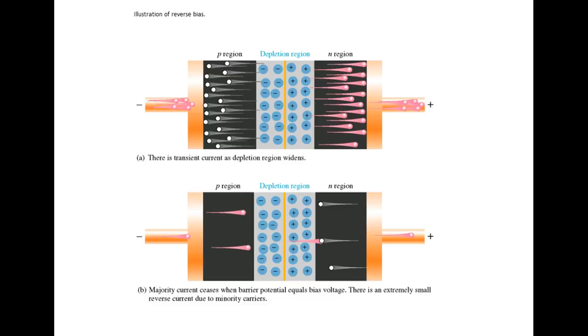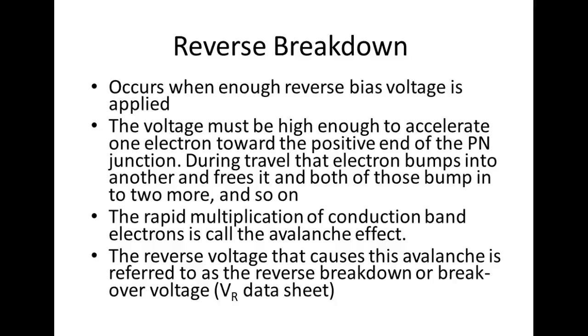And this is showing you what's going on. Nice picture. And this is what we do. It occurs when enough reverse bias voltage is applied. The voltage must be high enough to accelerate one electron toward the positive terminal of the junction. During this travel, the electron will bump into other free electrons, and those bump into others and bump into others. We call this an avalanche effect when that occurs. When that happens, we're going to start pushing current in reverse through a reverse biased diode.